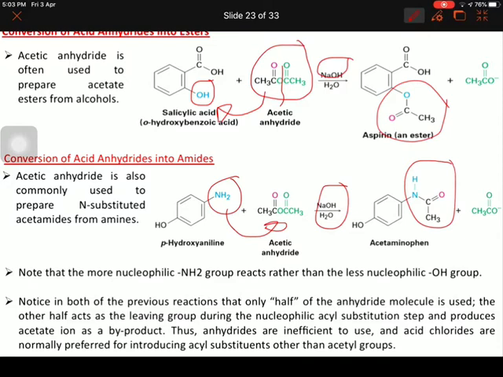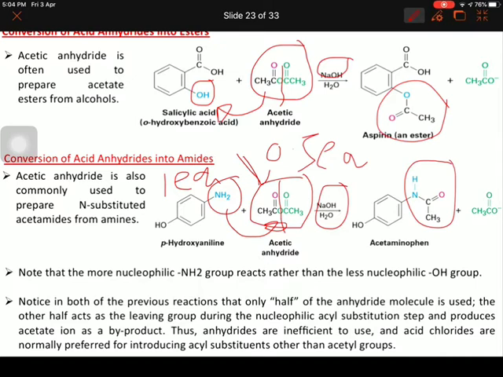Just keep in mind, this acetic anhydride has two carboxylic acid parts, but in the reaction just one part is going to react. For example, if I have one equivalent of this one, I need to use one equivalent of acetic anhydride. I'm going to treat the anhydride as one.